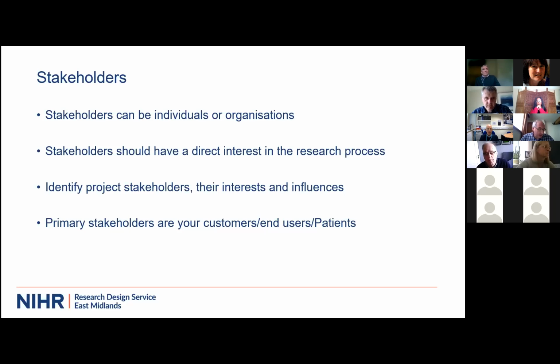Now, stakeholders can be all manner of people or organizations, communities, and it starts with your own research team. They are stakeholders, and it goes all the way through funders, manufacturers, the organizations that you work with or for, all the way to the NHS and beyond. So it's not 1 or 2 people you're talking about, it's quite a few. The thing about stakeholders is that they should have a direct interest in your research process. This is very important. And because of this, you need to identify your project stakeholders very early on, what their interests are, and also what their influences are.